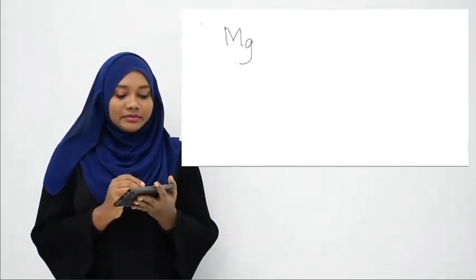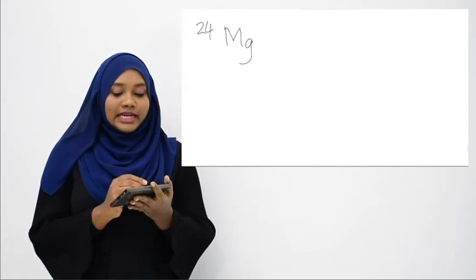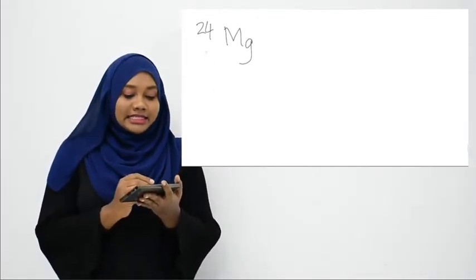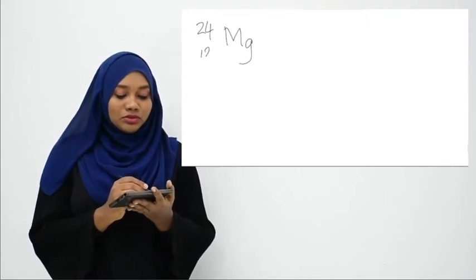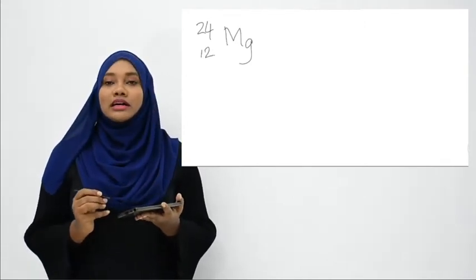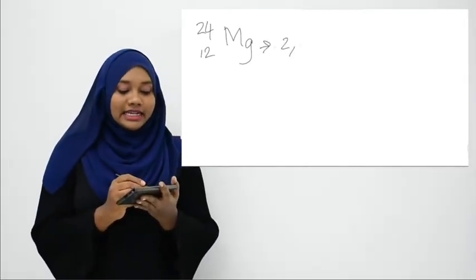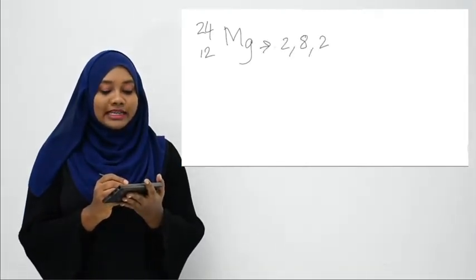Magnesium. Now where is magnesium in your periodic table? Magnesium is in group 2, right? 24, 12. And when you write the electronic configuration, it's 2, 8, 2.